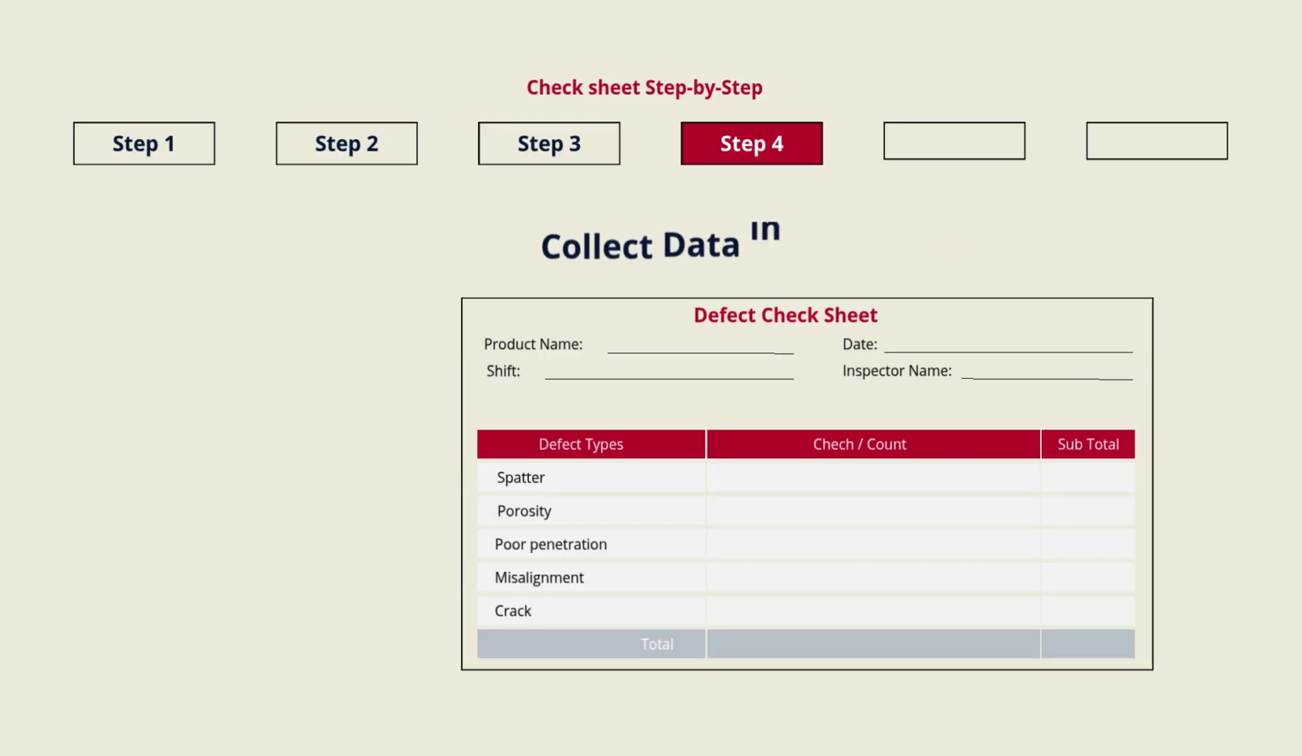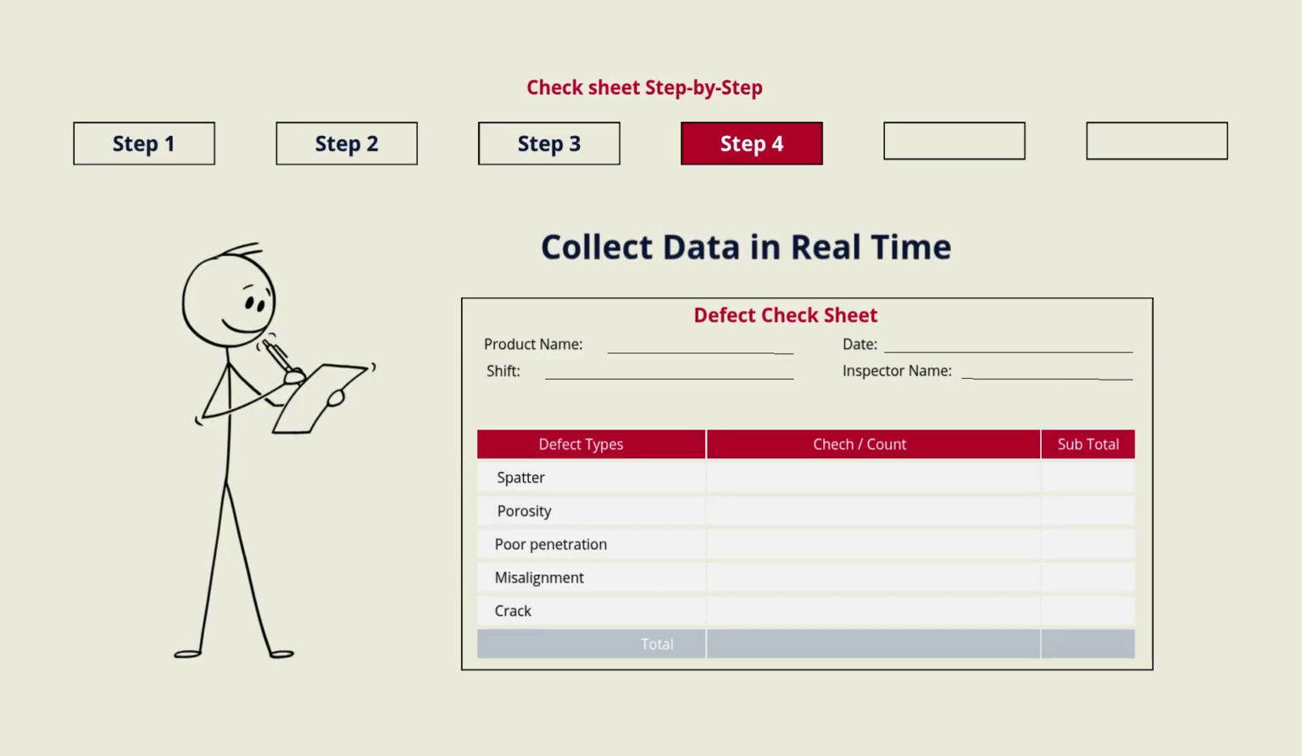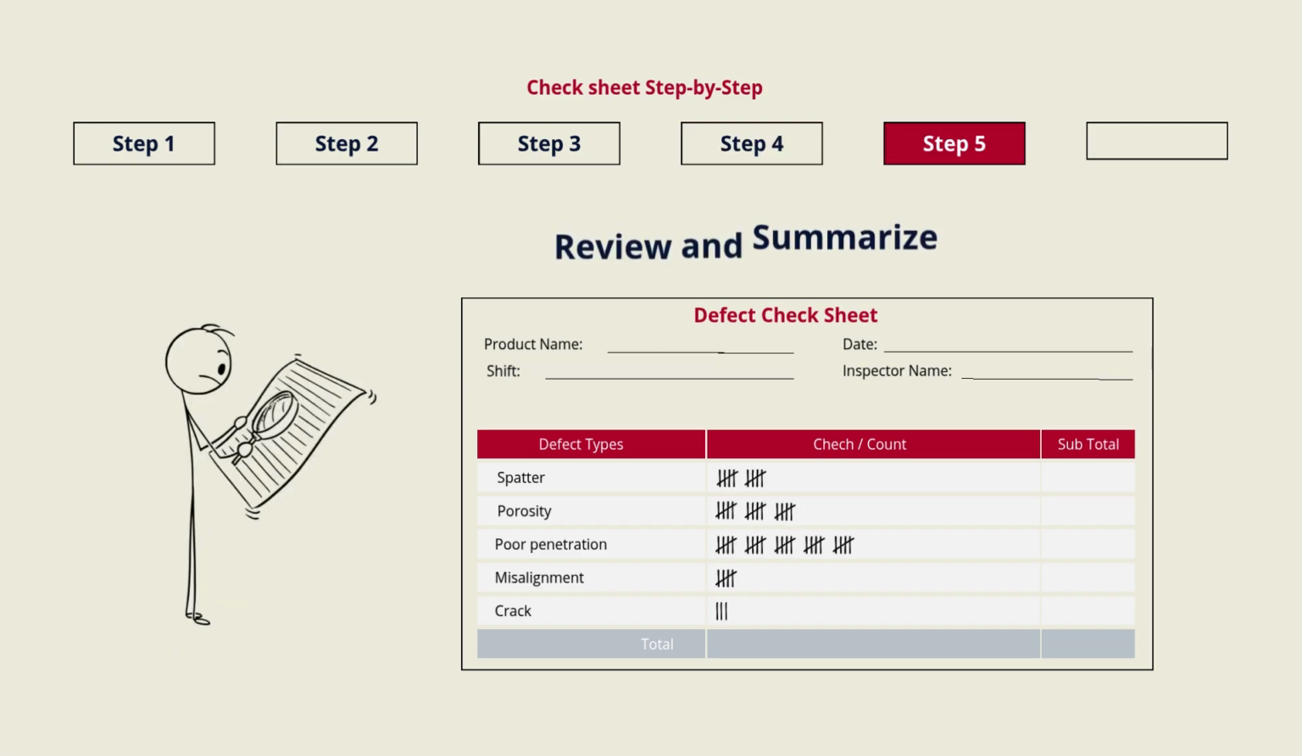Step 4. Collect data in real time. Place the sheet at the workstation. Every time a defect occurs, the operator adds a tally mark. Step 5. Review and summarize. At the end of each shift, count the tallies. This shows which issues occur most often.